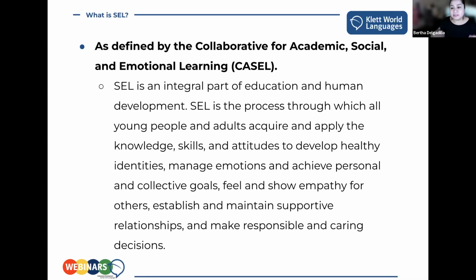So we cannot talk about social emotional learning without defining what it is. It is the process through which all young people and adults acquire and apply the knowledge, skills, and attitudes to develop healthy identities, manage our emotions and achieve personal and collective goals, feel and show empathy for others, establish and maintain supportive relationships, and make responsible and caring decisions.